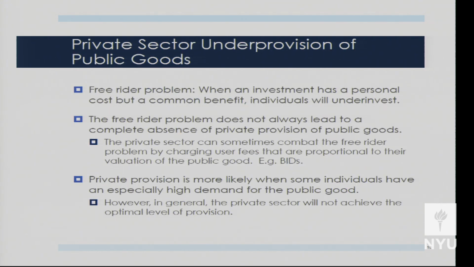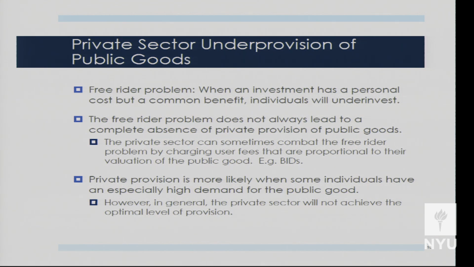Cool. Okay. So private markets are going to underprovide public goods. This is because of the free rider problem. If I'm willing to donate $100 to build an aircraft carrier, you feel less inclined to donate because you can fully enjoy my $100 of aircraft carrier, right? If I'm going to build one out of my private funds, you wouldn't want to pay tax dollars to build one because you can feel the full benefits of the aircraft carrier I pay to build. That's called the free rider problem. When an investment has a personal cost but a common benefit, individuals will underinvest.